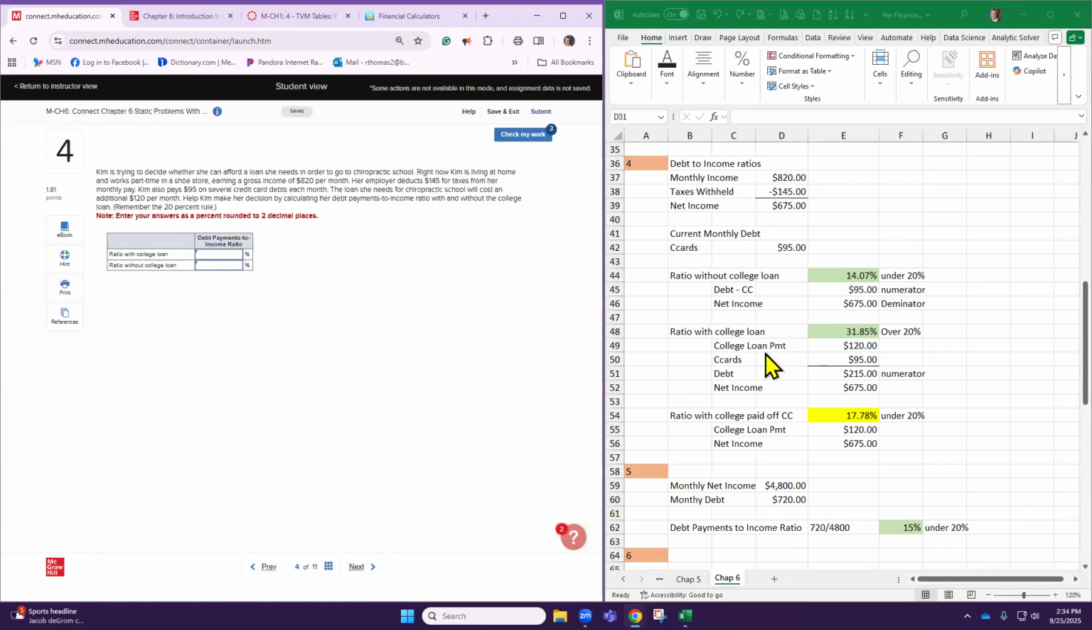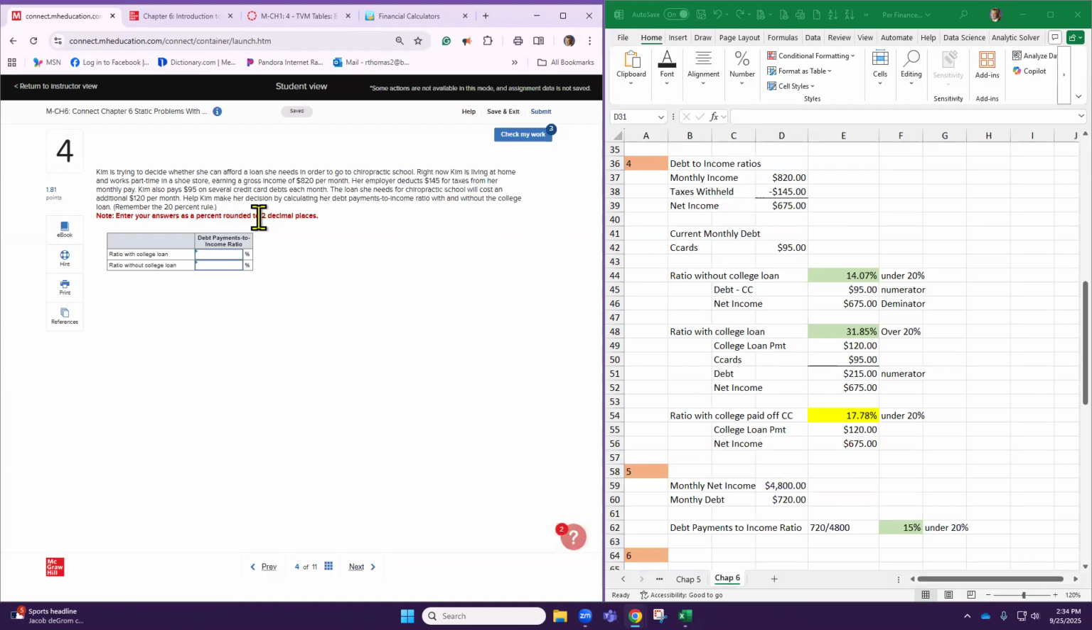Right now, Kim is living at home and works part-time in a shoe store, earning a gross income of $820 a month. Her employer deducts $145 for taxes from her monthly pay. She also pays $95 on several credit card debts each month. The loan she needs for chiropractic school will cost an additional $120 per month. Help Kim make her decision by calculating her debt payments to income ratio with and without the college loan. And then we're going to try to keep in mind the 20% rule.